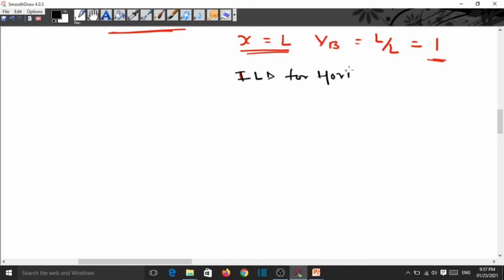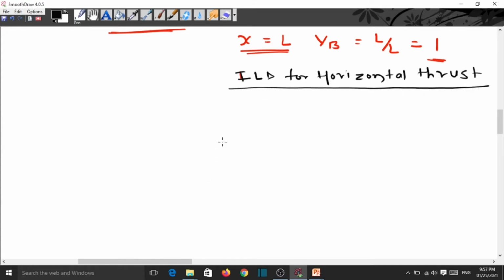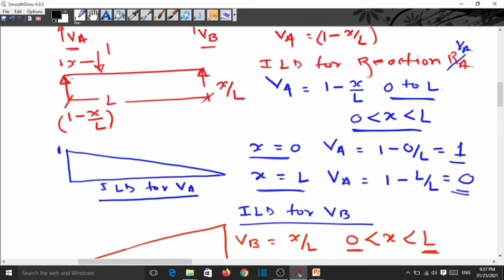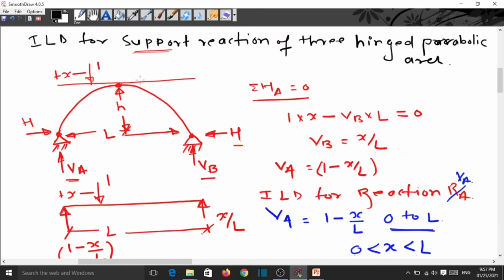For horizontal thrust, that is the H. Now for the H, we take the bending moment at the crown.